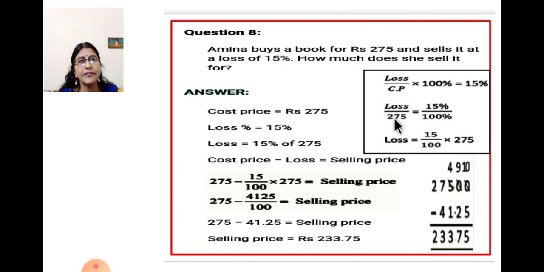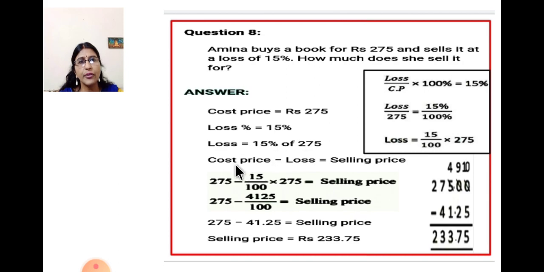Now here there is division, you can see loss upon 275. Upon means division. Now this we will take it to the other side, it will become multiplication. So you'll get 15 upon 100 into 275. That means 15% of 275, which is written here directly. You can write it directly also, and you can solve it step by step this way also. So loss is 15% of 275. That is the cost price.